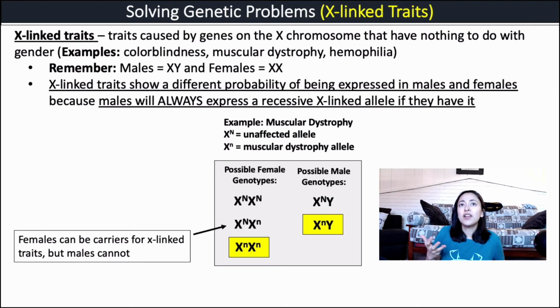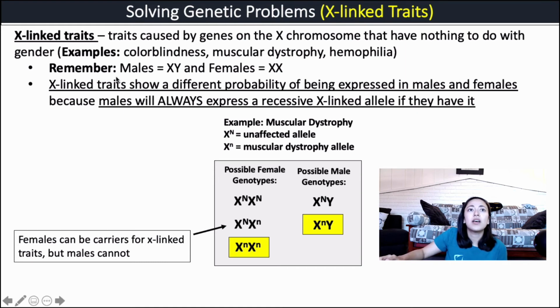The last set of genetic problems that we're going to learn how to solve are those that involve X-linked traits. X-linked traits are traits that are caused by genes on the X chromosome that have nothing to do with gender. This occurs because the X chromosome is really long compared to the Y chromosome, and there are a lot of genes on there that have nothing to do with sex determination or anything like that.